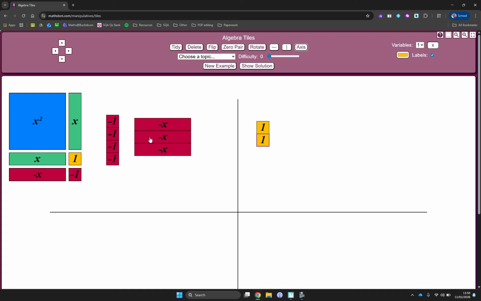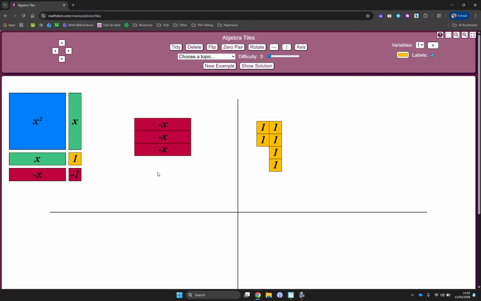So I want to get the x sticks or rectangles or whatever you want to call them on their own. So I need to get rid of the 4 negatives. So I do that by adding 4 positives. If I do something at one side, I do the same to the other. I tidy up my 0 pairs. I've got no 0 pairs to cancel out on this side. I've just got 6 positives.